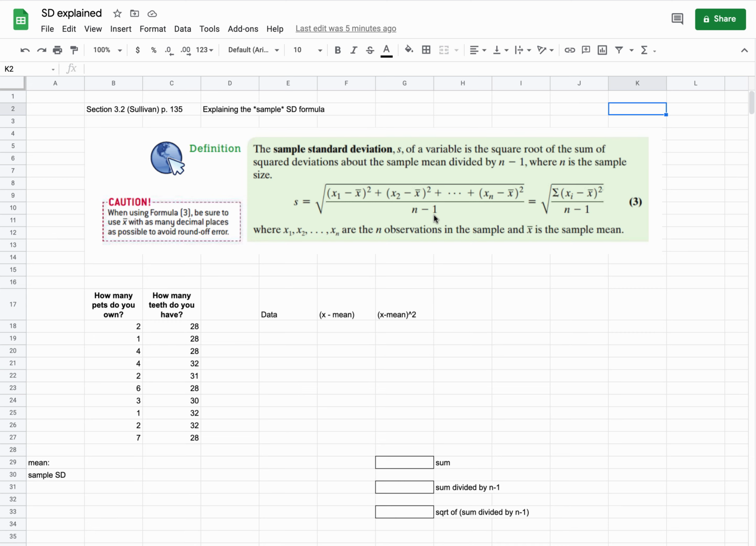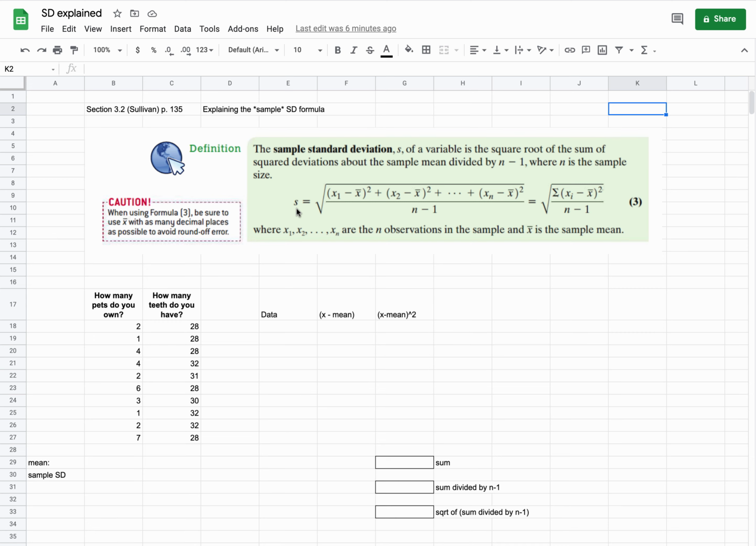If we divided by n, that would be like a population standard deviation. But when we divide by n minus 1, it's a sample standard deviation that we're computing. Samples are always a little bit wrong, so to adjust for that wrongness, if you will, we're going to divide by n minus 1. And then to undo all of that squaring that we did earlier on, we're going to square root that big giant answer. Once we take that square root, that answer is your s, your sample standard deviation.